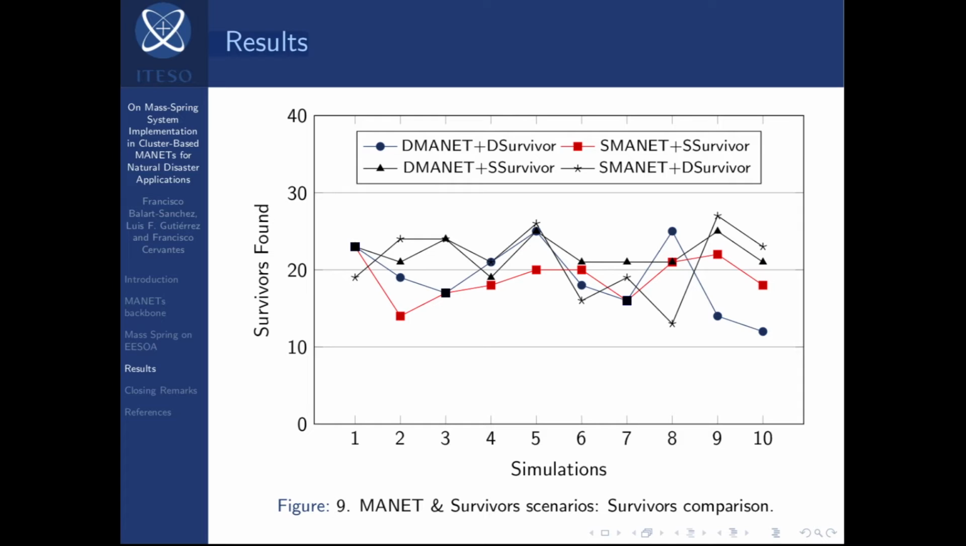In terms of survivors found, although the results were not as clear as in coverage area, we can see a better performance when the deployment of the MANET was dense, regardless of whether the deployment of the survivors was dense or spread. This is thanks to the mass spring implementation on the EESOA nodes, which causes the network to expand while maintaining a communication range, which is defined by the equilibrium distance L.